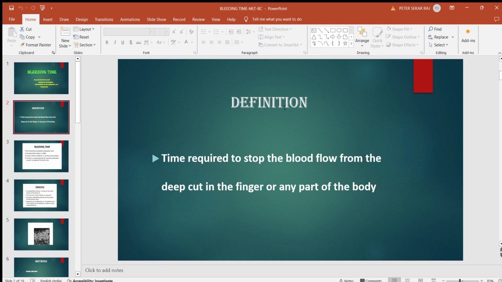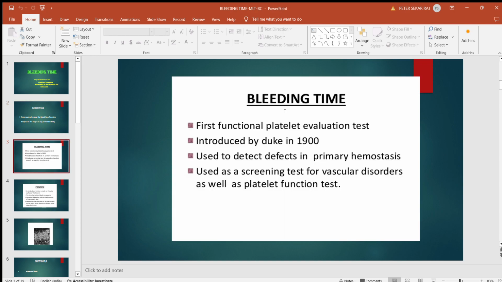Now I am going to talk about the bleeding time. First we will see the definition: the time required to stop the flow of blood from a cut in the finger or any part of the body. Bleeding time is the first functional platelet evaluation test, introduced by Duke in the 19th century.